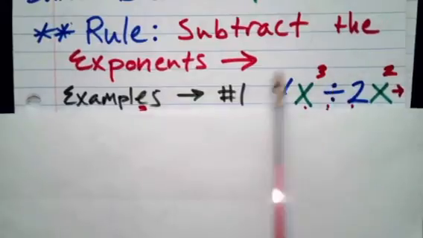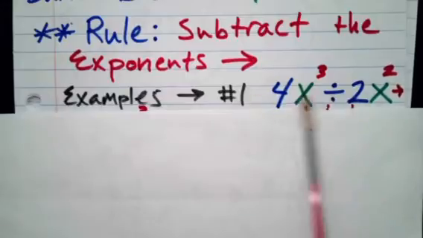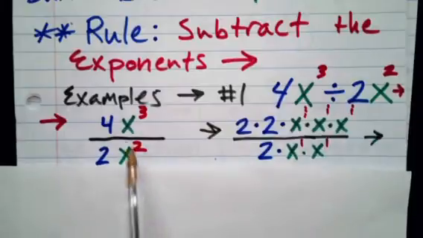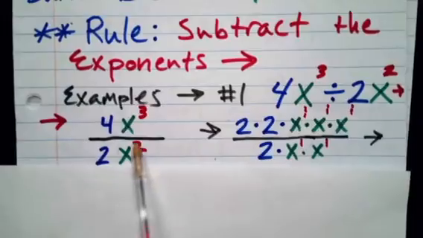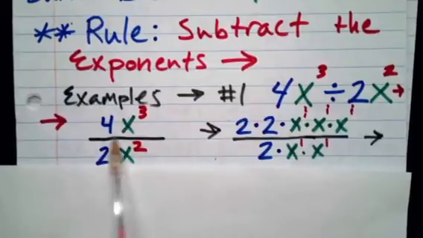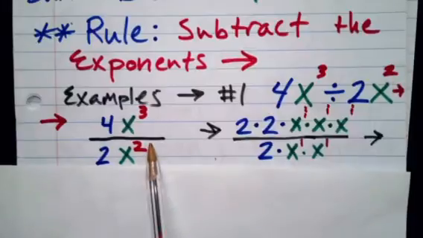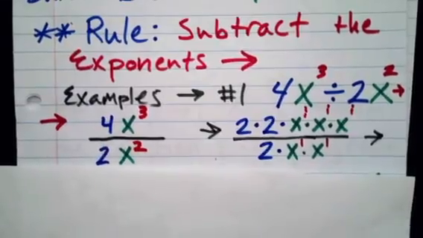Now every fraction is a division problem. So to make it easier on yourself, you may want to rewrite the division problem as a fraction, and that's what I'm showing you here. 4x cubed divided by, and this fraction bar means division, 2x to the second power. Now I'm going to take both of these terms, top and bottom, and write them out in expanded form. What does that mean? That means I'm going to take each of the terms and break them down to their simplest, most common multiple.